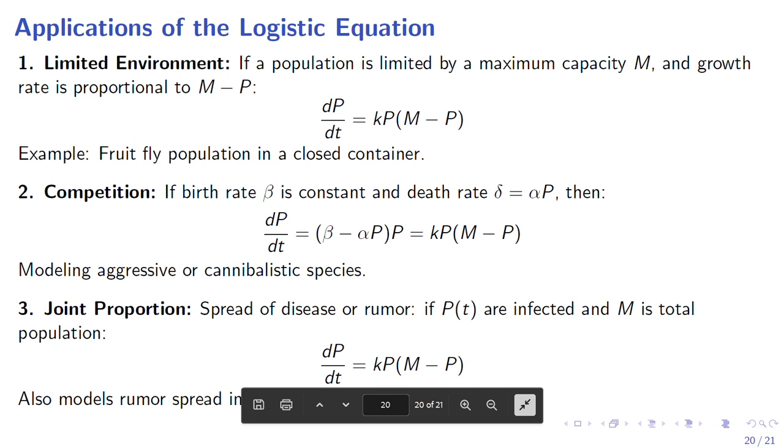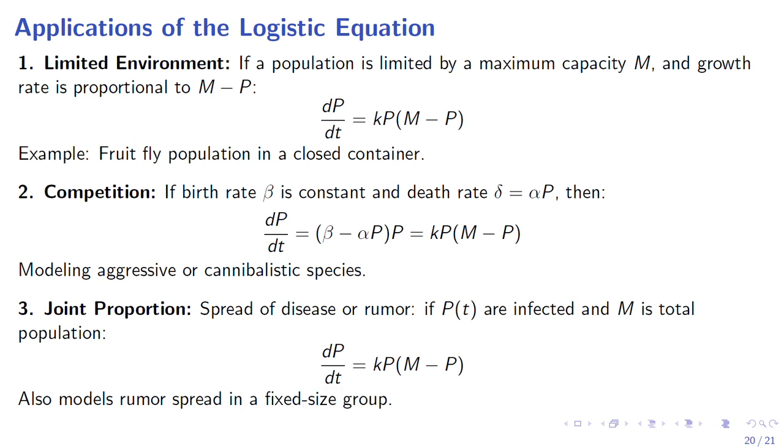Okay, so here I have just 2 more slides. I'll go through them a little bit quickly. Applications of the logistic equation. The limited environment is one situation that we can apply. If a population is limited by a maximum capacity M and the growth rate is proportional to M minus P, then we will come up with our logistic model. For example, the fruit flies population in a closed container.